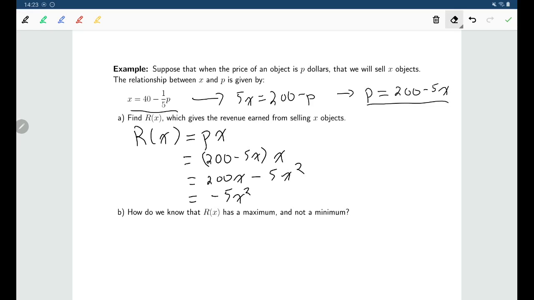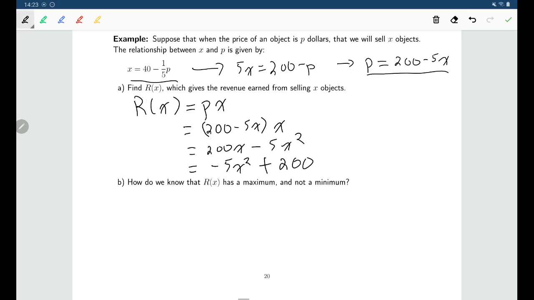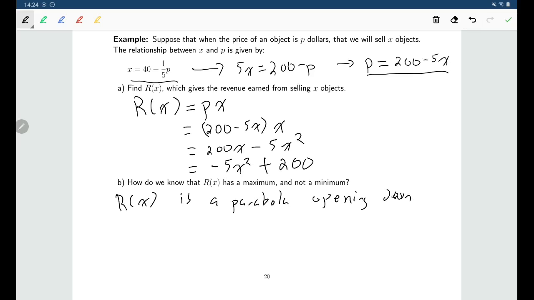And one thing that we can see right away, and this is the answer to part B, is that this is an equation of a parabola that opens downward. The reason we know it's a parabola opening downward is because the coefficient for the x squared is negative. Remember that whatever the coefficient is for x squared, that will tell us whether the parabola opens up or opens down. And so it's opening down because the coefficient of x squared is negative.